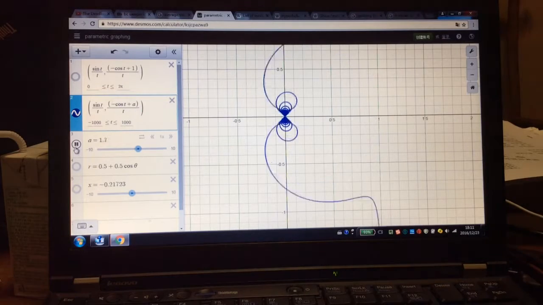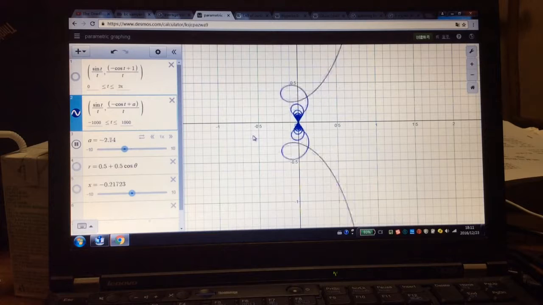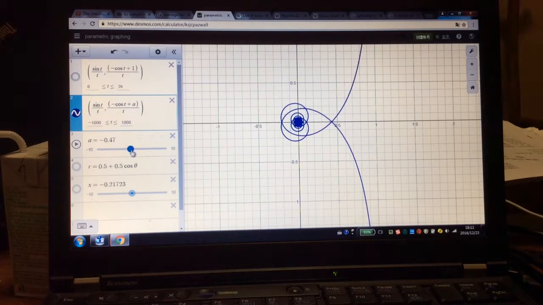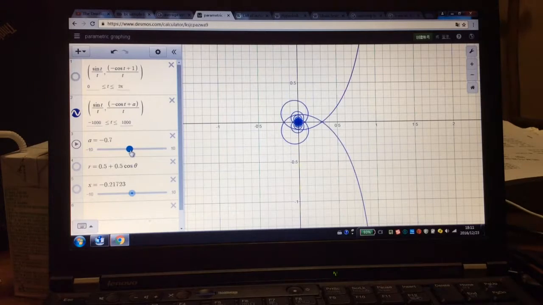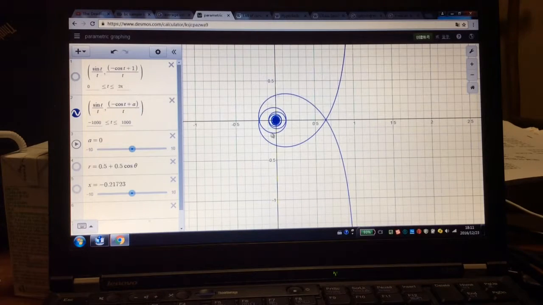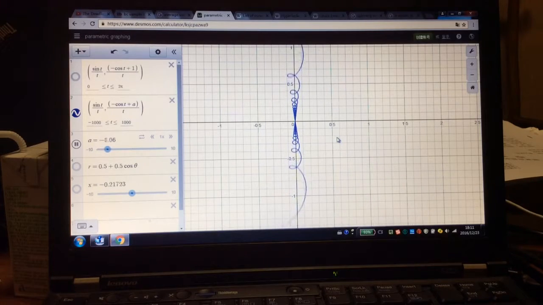Okay, let's start. Wow, see how the graph changes? And when a equals 0, this eye-looking shape graph formed, I think. It's really cool. Alright, let's just keep it going.